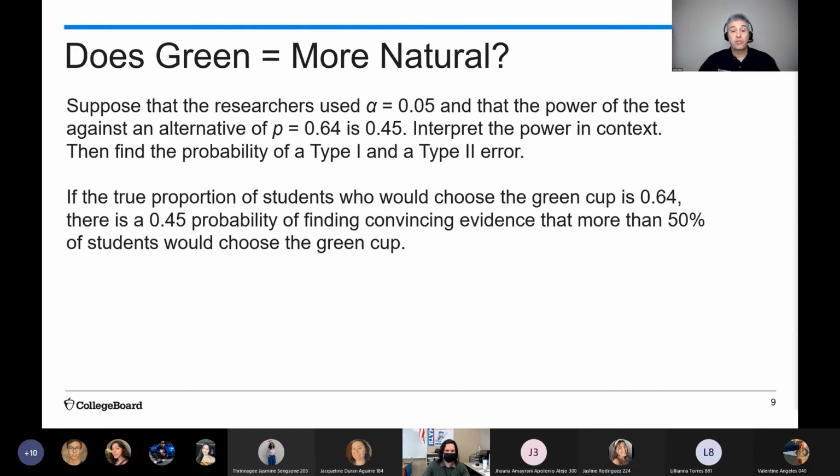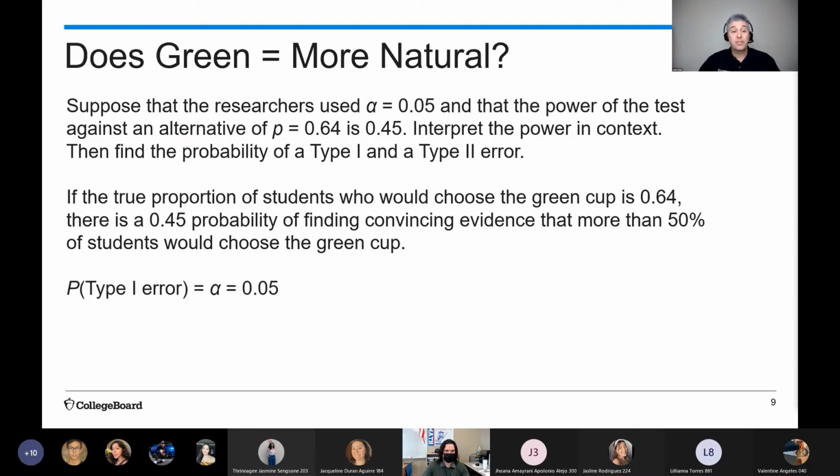If the true proportion of students who would choose the green cup is 0.64, then there's a 0.45 probability that we find convincing evidence that more than 50% of students would choose the green cup. In other words, there's a 45% chance that we'd find convincing evidence for the alternative hypothesis.